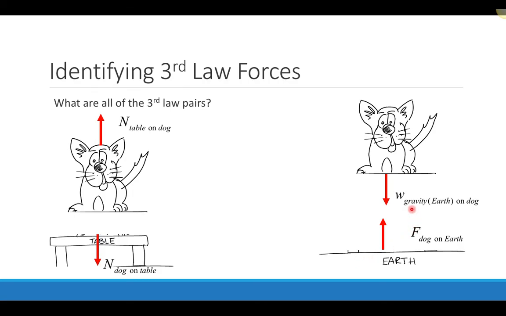Now, obviously, if we took the table away, the dog would fall. And so we know it would accelerate towards the earth, but the earth doesn't move towards the dog. Well, that's because the earth has a huge amount of mass. So that small little force that the dog is exerting is insignificant compared to the size, the mass of the earth. Whereas this force is significant because the dog's mass is relatively small compared to the size of that force.